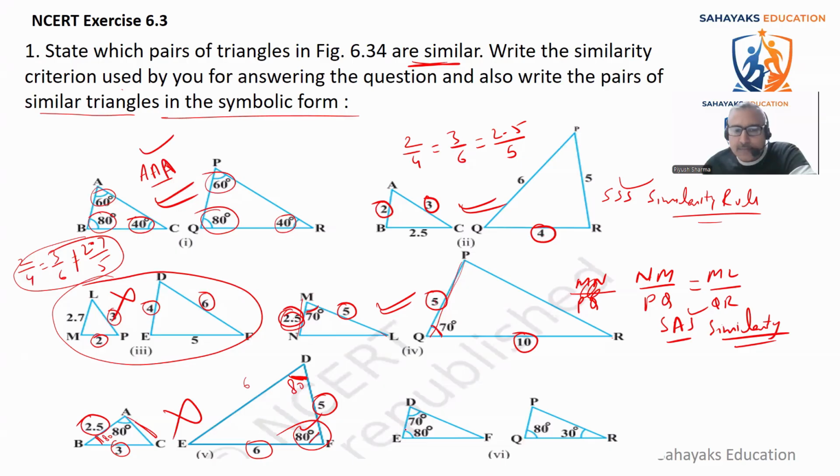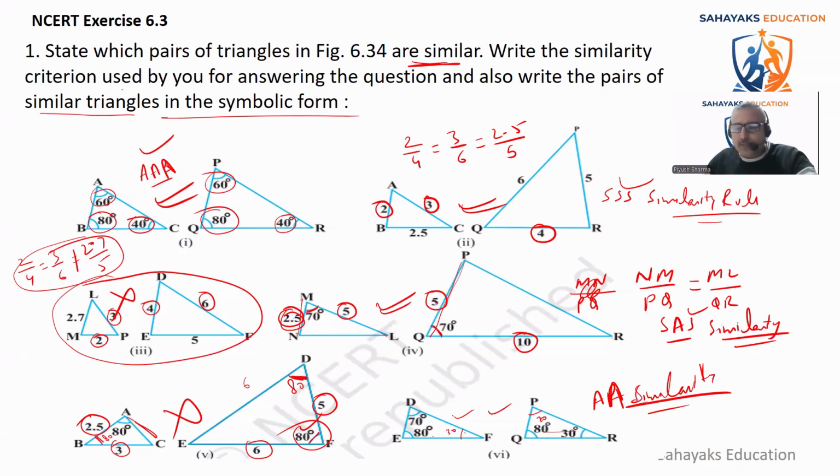Okay, now coming to the next question. So this is 70, 80. What is the third angle here? If it is 70, 80, the third angle will be 70 plus 80, 150, so this angle comes out to be 30. So I'll just say this is 30, 70, and this angle comes out to be 70. Anyways, now the two angles are the same. You can say 80, 30, here also 80, 30. So that means these two triangles are similar by AA similarity, or we can say AAA similarity. These two triangles are similar.